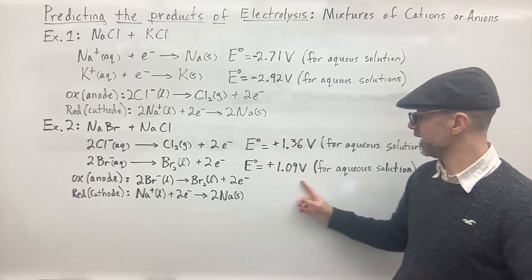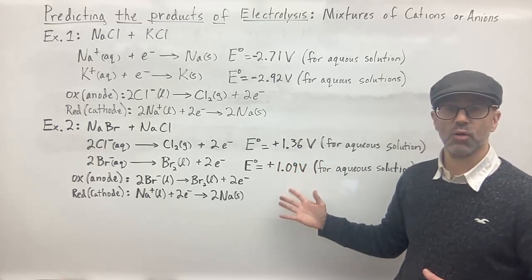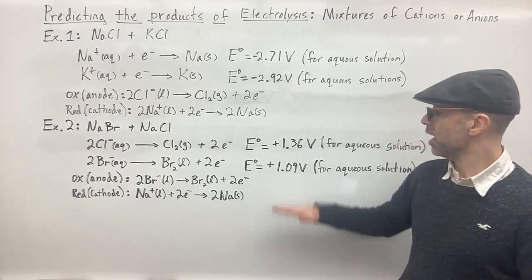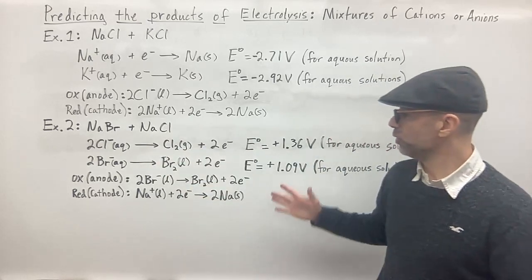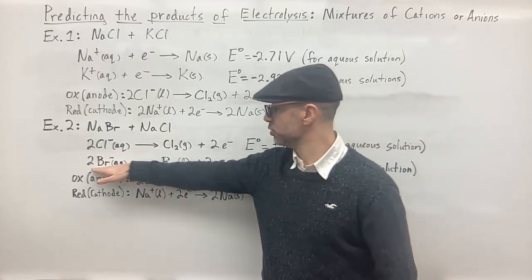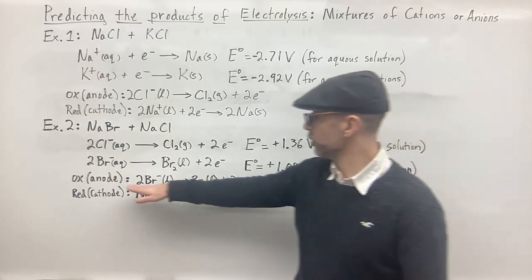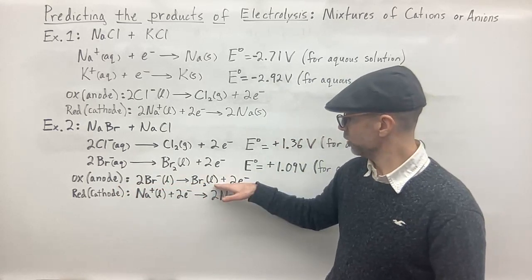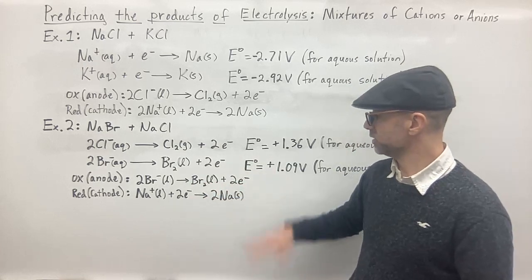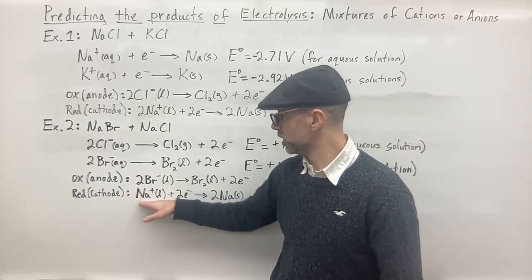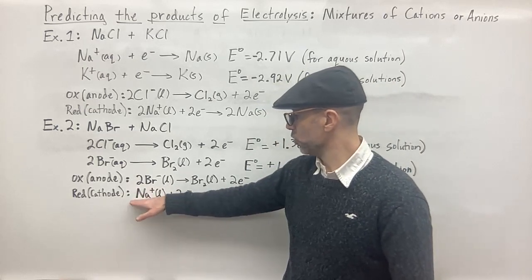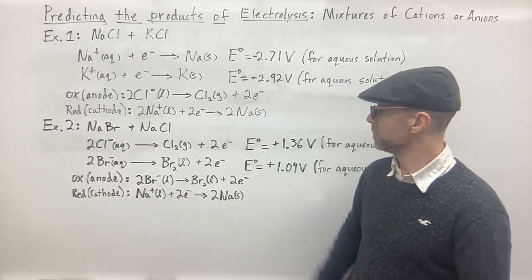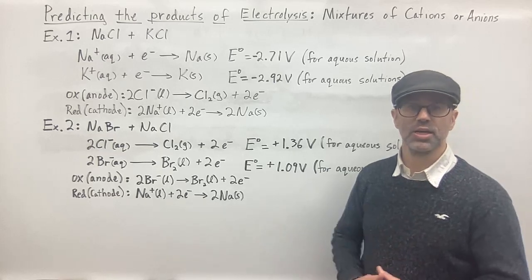Therefore, since this is more negative, it is more likely to give away the electrons or push the electrons away compared to the chloride ion. So we would predict that the bromide ion would be the one to undergo oxidation at the anode. We write 2 Br⁻ liquid goes to Br₂ liquid plus 2 electrons. And of course, sodium is going to be reduced at the cathode. Na⁺ is going to pick up an electron and become sodium solid. That would be our prediction at those electrodes.